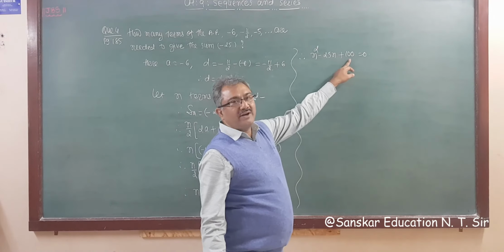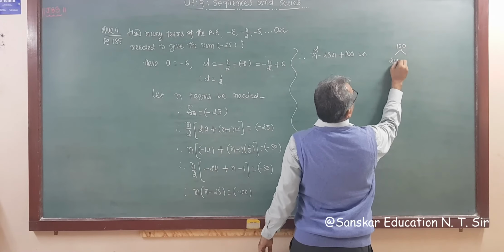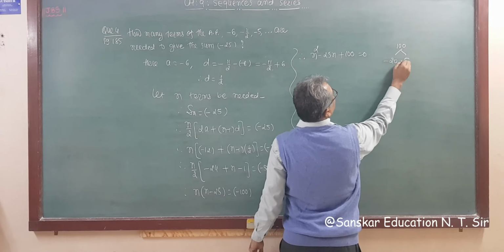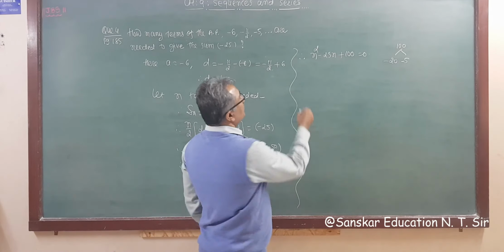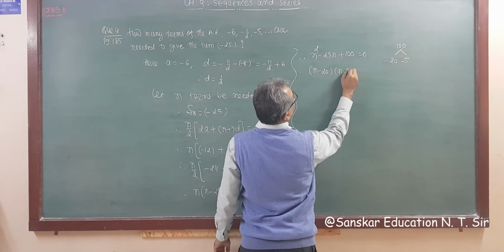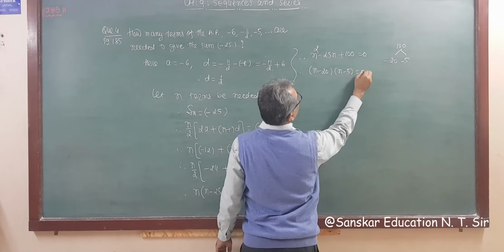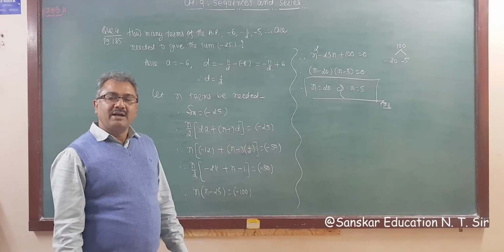Now 20 into 5 is 100, right? So 100 can be factorized as 20 into 5 and the sum is minus 25, which means we have to give a minus sign to both. So the factors are n minus 20 and n minus 5 is equal to 0. So either n is equal to 20 or n is equal to 5. So this is your answer, right? So there are either 20 or 5 terms.